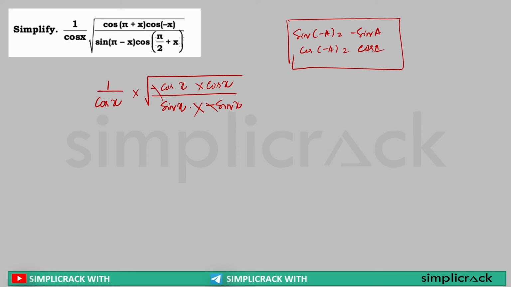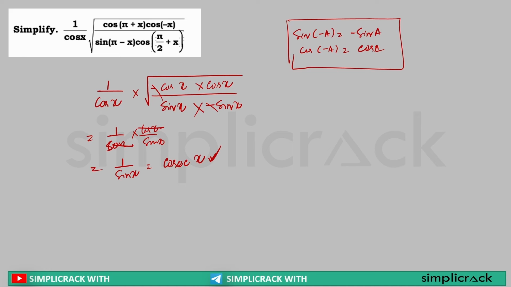Upper part cos square x, lower part sine square x. So square root will be 1 by cos x into cos x by sine x. Cos x crossed out. It is 1 by sine x, which is equal to cosec x. Answer: cosec x. Clear? So this is how different questions or different answers will be asked, and you have to answer these things.